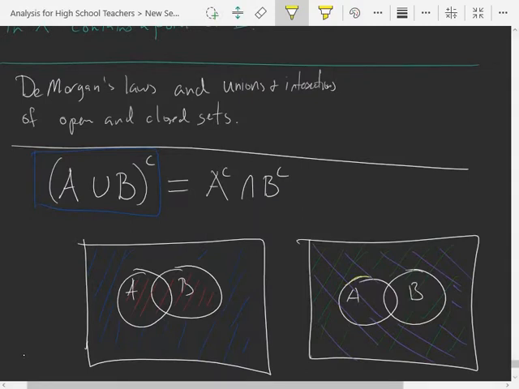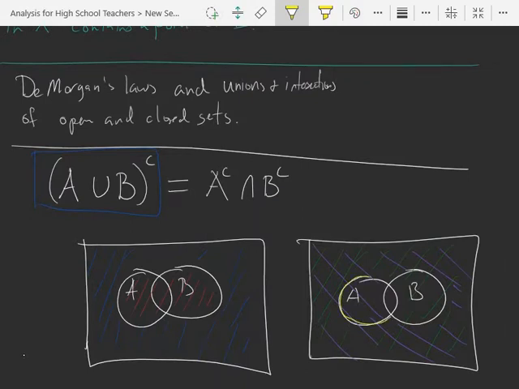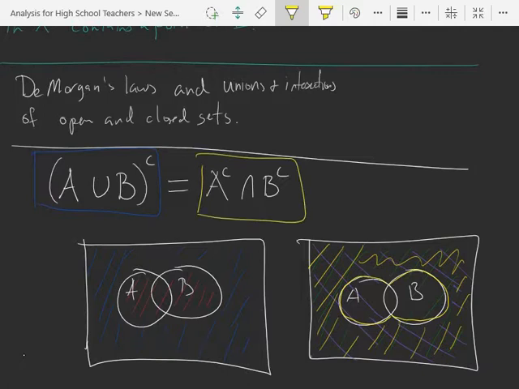The stuff that's not colored both colors, well, this stuff is only colored purple. This stuff is only colored green. The stuff in that intersection, it's not colored at all. So the stuff that's colored both colors is the stuff outside here, which is exactly what we have got written down there. It's the same blue stuff, right? The blue stuff and the yellow stuff are exactly the same. So that's DeMorgan's laws.